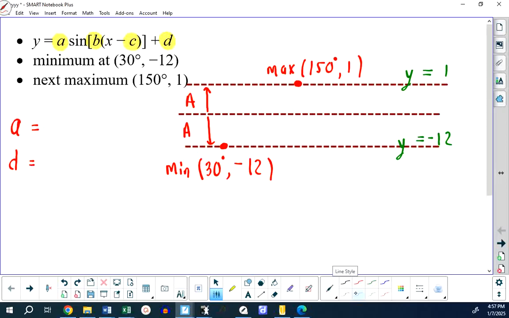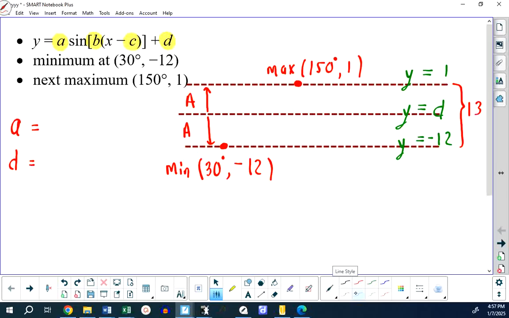The other thing that we've learned in previous lessons is that the y value of the middle line that I've drawn here is d. And there are a lot of different ways that we can use the maximum value of 1 and the minimum value of negative 12 to determine both the amplitude and d, which is called the vertical displacement. What I tend to do is take 1 minus negative 12, and I discover that this distance from here to here is 13.